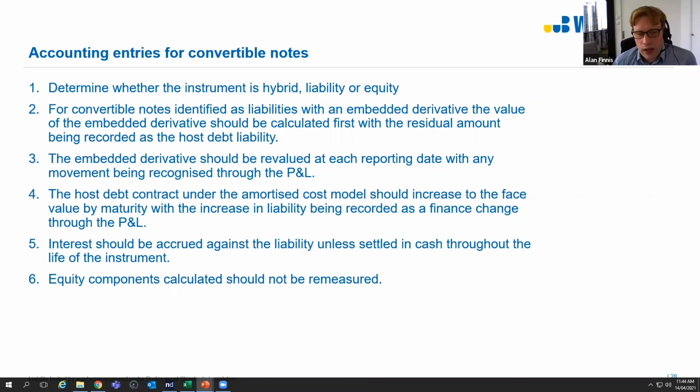The host debt contract under the amortized cost model should increase to the face value by maturity, with the increase in liability recorded as a finance charge for the P&L, and that was what I was showing to you on the spreadsheet before. Interest should be accrued against the liability unless settled in cash throughout the life of the instrument. And then the equity component never gets remeasured. So on initial recognition, once you determine your equity component, that's it. And then if you do end up issuing the shares, then that equity reserve would then transfer into share capital.